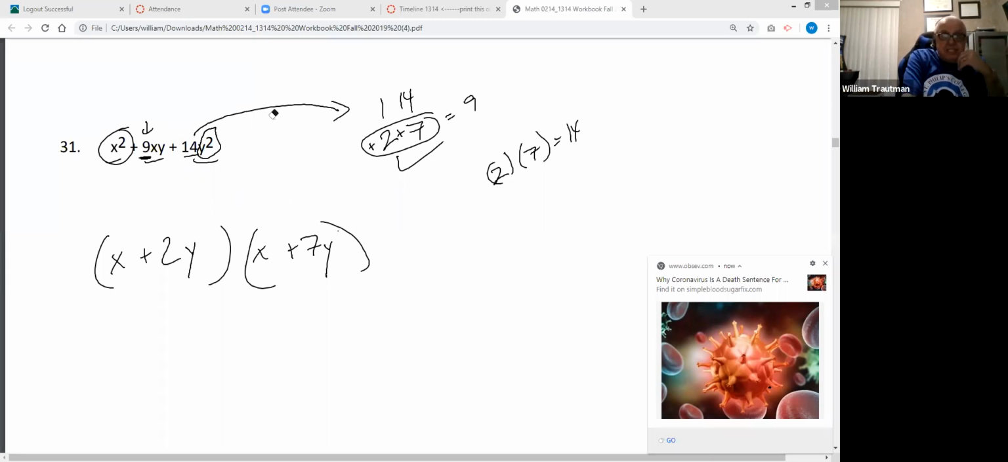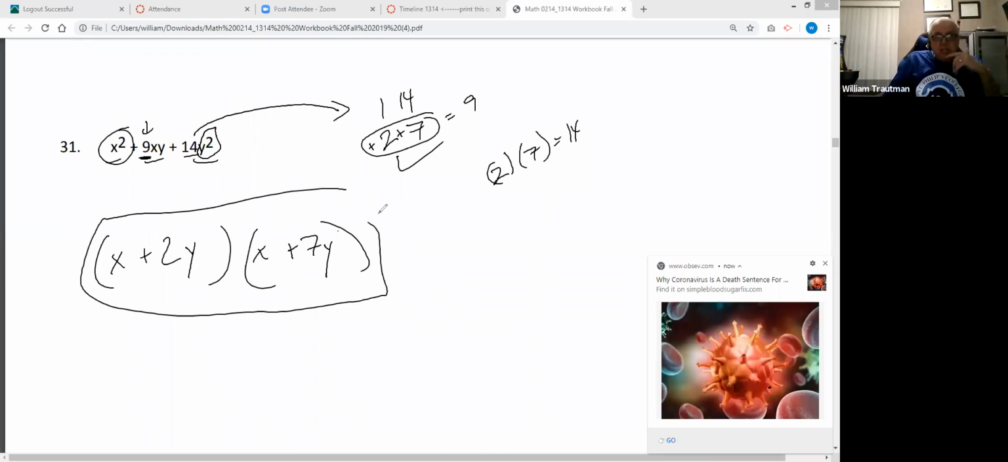So this is the answer. This is the final answer that you get. It's a little different because we had this y. And do you see when you multiply these two, you get 2xy. When you add these two, you get 7xy. 2xy and 7xy add up to 9xy. That's why we have that extra letter. If you have the letter on the front and the back, you have to have each letter in the parentheses.